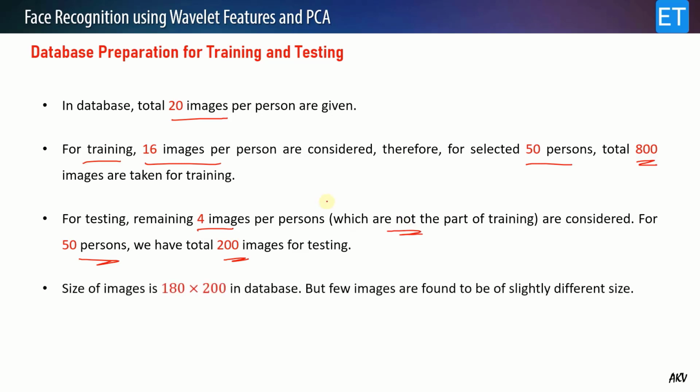And the size of image, as I said, it is 180 by 200 in database, but I have noticed that few images are found to be of slightly different size. There is a slight mismatch of few pixels. So be sure before getting the feature vector, please resize all the images to a common size.